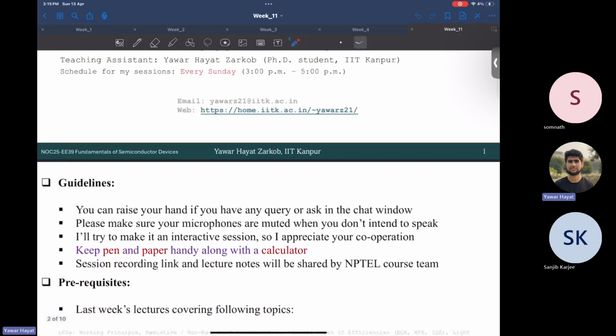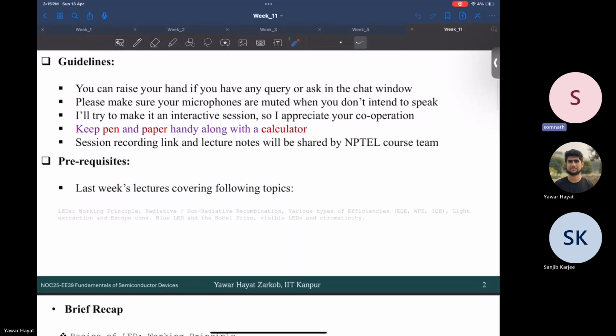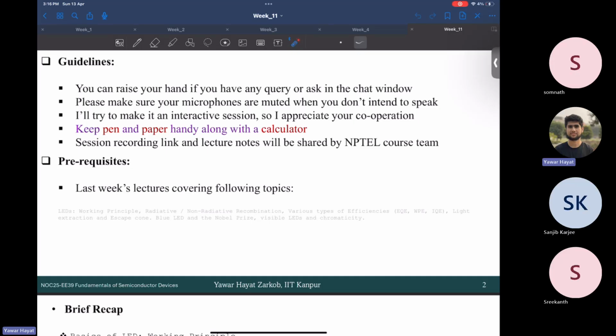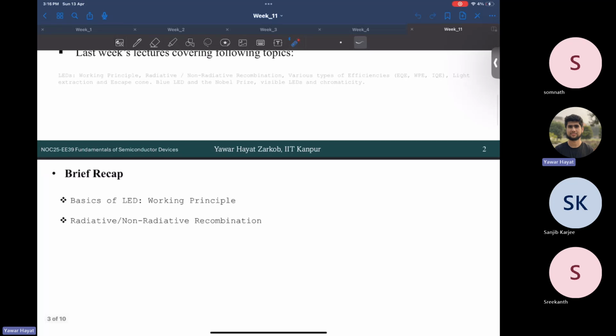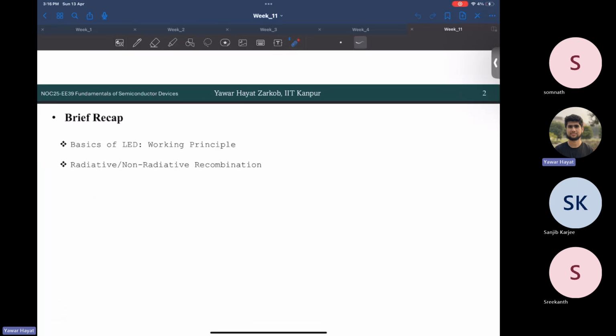Meanwhile, let's start with today's session, okay? So I'll skip the guidelines now. The prerequisites were the following topics that were covered not last week, but the week before the last week, because we skipped 1 week. So it's LEDs, week 11: working principles, the radiative and non-radiative recombination, the various types of efficiencies, blue light, Nobel Prize, visible LEDs, and chromaticity.